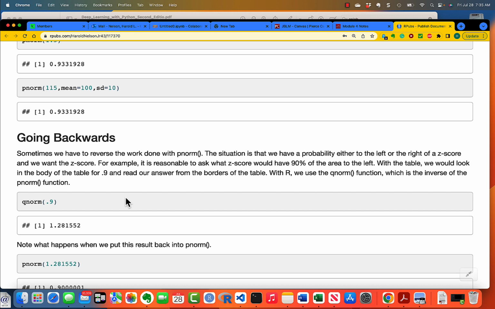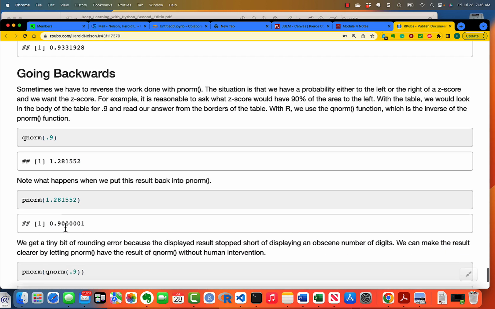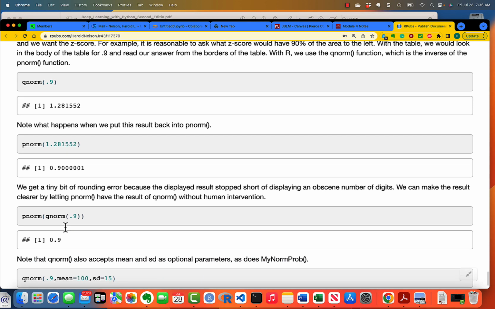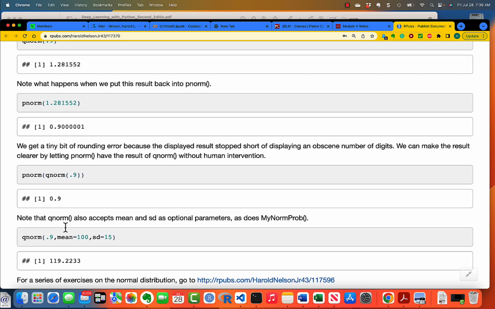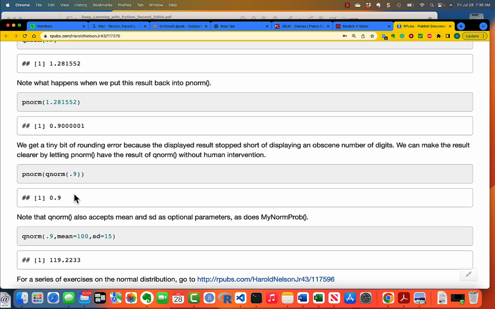sometimes you're in the opposite situation. That is, you know that the probability to the left of you is 0.9, and you ask, well, what is the z-score if I have an area to the left of 0.9, where am I? And the answer is you are, with the standard normal, at a value of 1.28. And you can see that pnorm and qnorm exactly cancel each other out. Pnorm and qnorm are exact opposites.